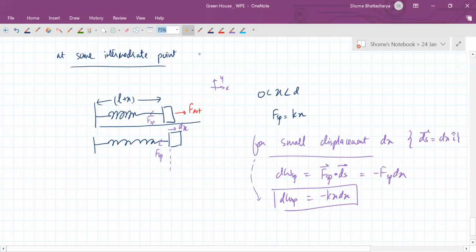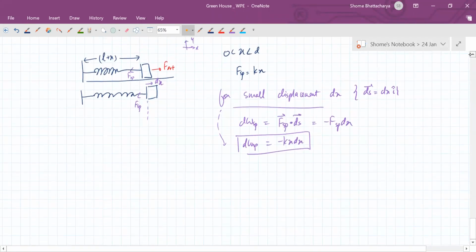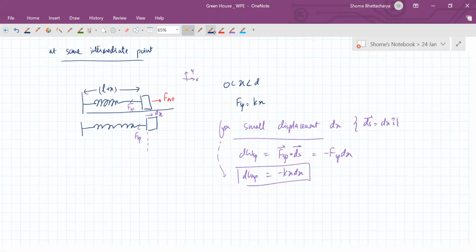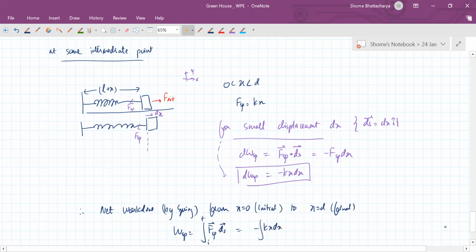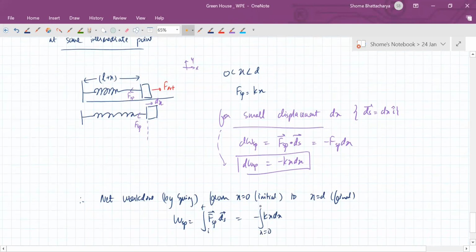So now from this, we can see how to calculate the total work done. The net work done by the spring from x equal to 0, the initial state, to x equal to d, the final state, will become the integral of minus kx dx from the initial position where x was 0 to the final position where x is d. So work done by the spring will come out to be minus half k d square after putting the limits. Now in this you substitute your k as, what was it now?